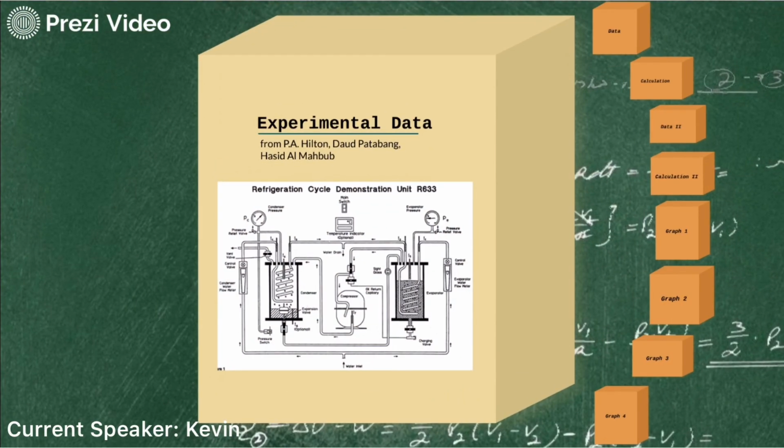In the analysis section, I will be explaining the calculation of our study case on the refrigeration R633 unit. In this study case, we analyze the effects of increasing the condenser temperature on the heat discharged by the condenser and the impact of exposing the system to airflow.